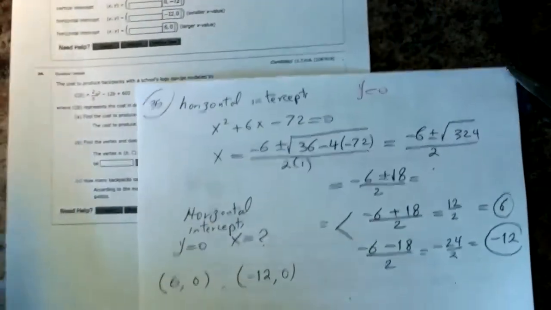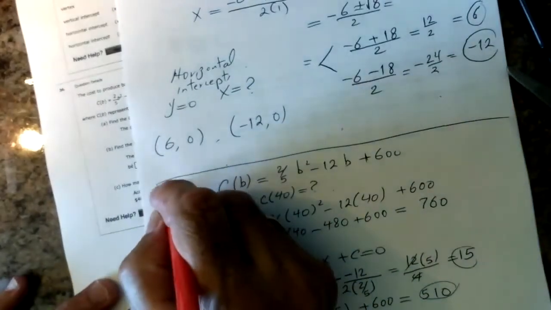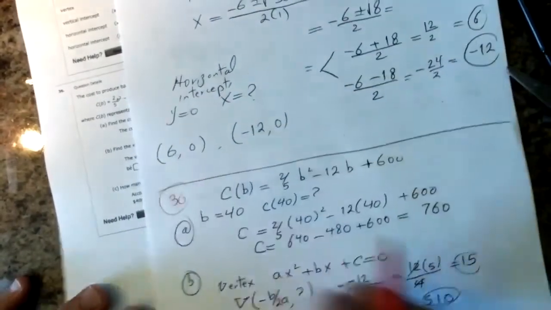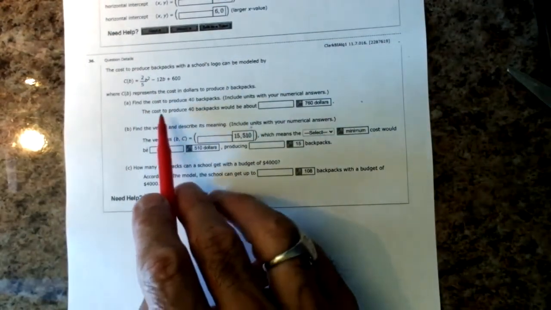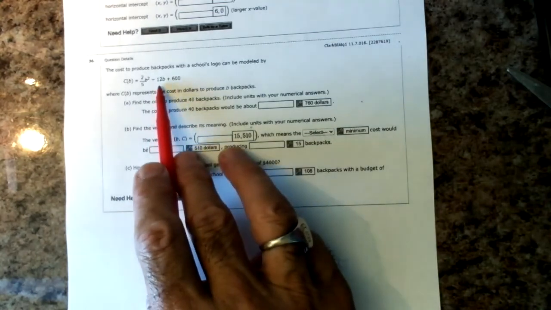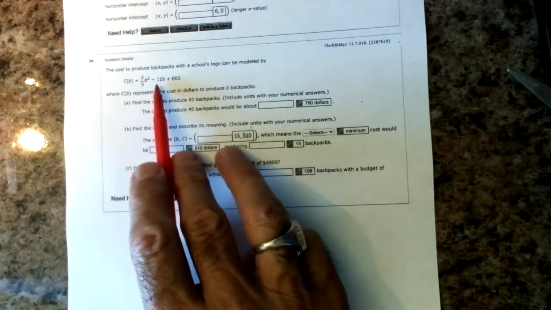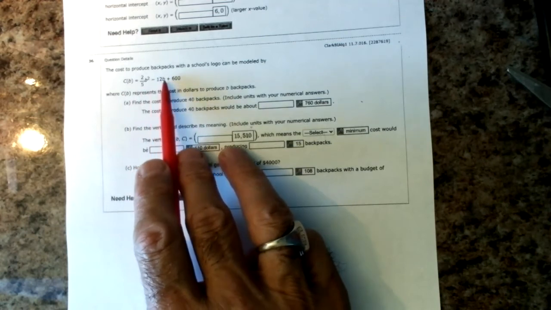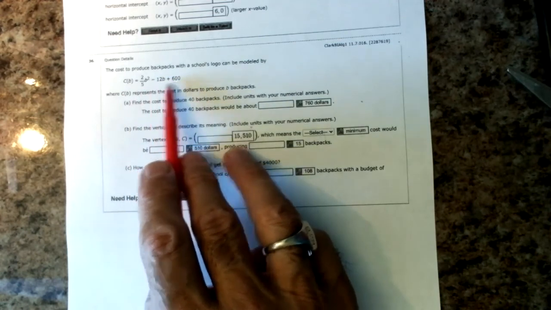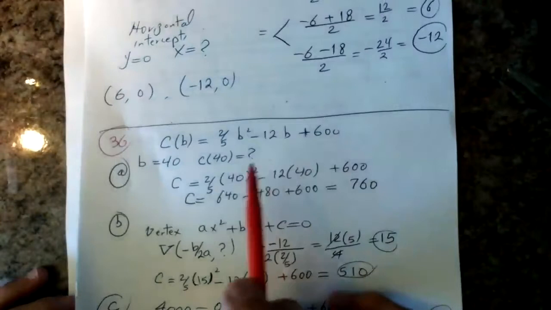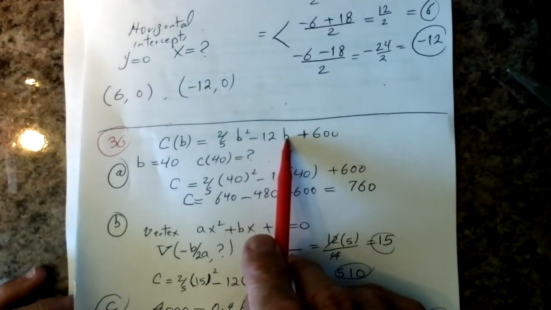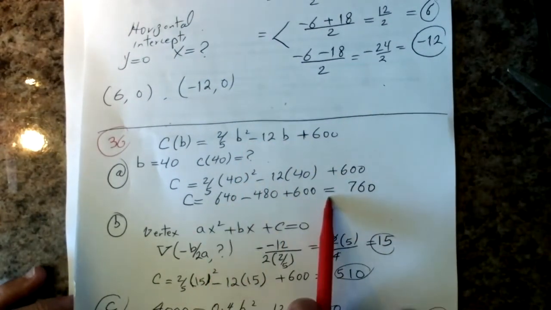And then number 36, it's kind of a word problem, 36. This equation is given, right? And C is the cost, and B is the number of backpacks. On the first one, they're saying you have 40 backpacks. That means in the equation, put 40 for B and find the C.